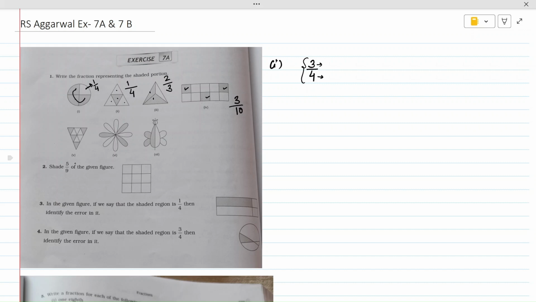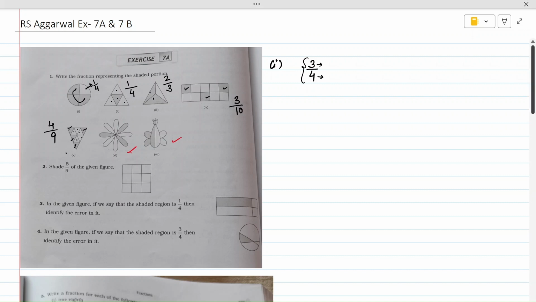Similarly, we can pick these also. Let me do this one and the rest are homework. Okay, so in this we have 1, 2, 3, 4, 5, 6, 7, 8 and 9. So we have 9 small triangles which are equal and out of them 1, 2, 3 and 4 are shaded. So the portion is 4 by 9 here. The rest two questions are homework for you and these are pretty much easy.